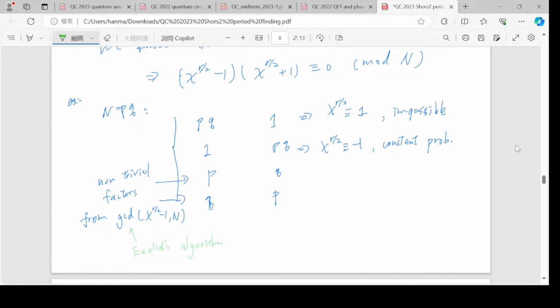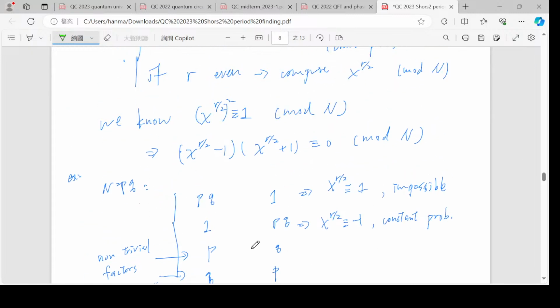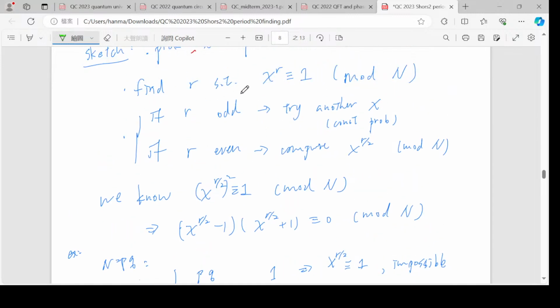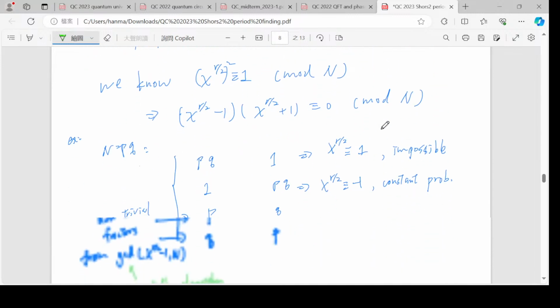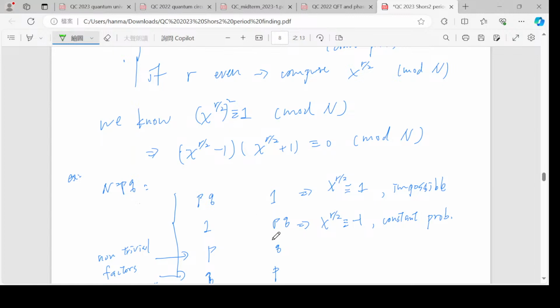Okay, so this is another bad case. So we have 2 bad cases here. First, you need to draw R out, and second, you don't want P and Q both on this X^(R/2) thing here. So in this part, you will have X^(R/2) equal to -1. And this will happen with constant probability. You are just unlucky.